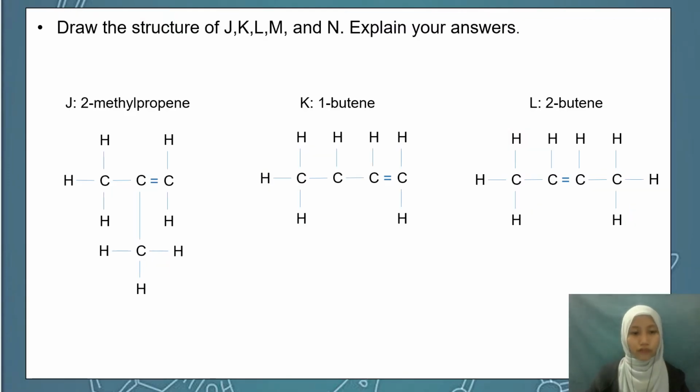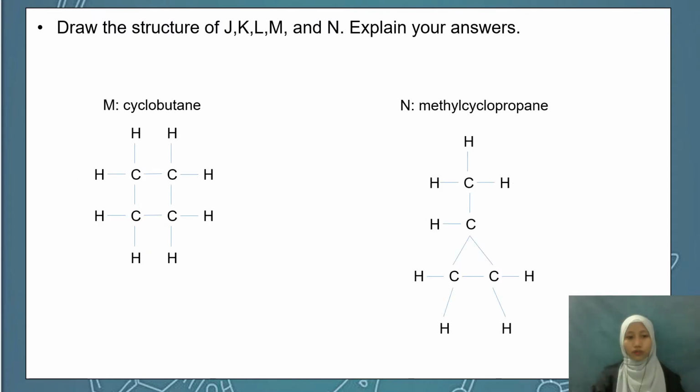For the first question, through the structure of J, K, L, M, and N, explain your answers. The 5 structural isomers of butene are J, 2-methylpropene; second, K, 1-butene; and third, L, 2-butene. The fourth structure is M, cyclobutane, and the last structure is N, methylcyclopropane.